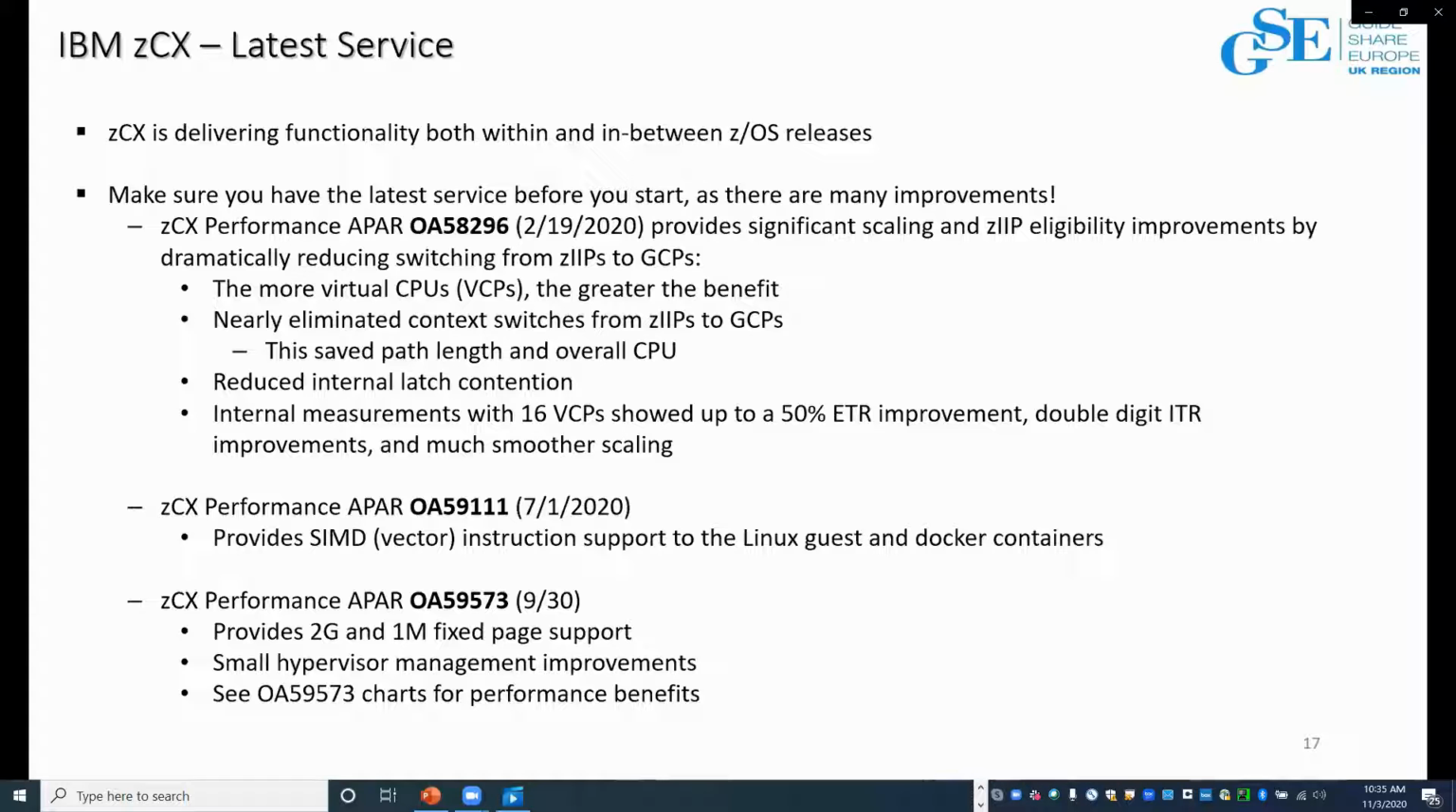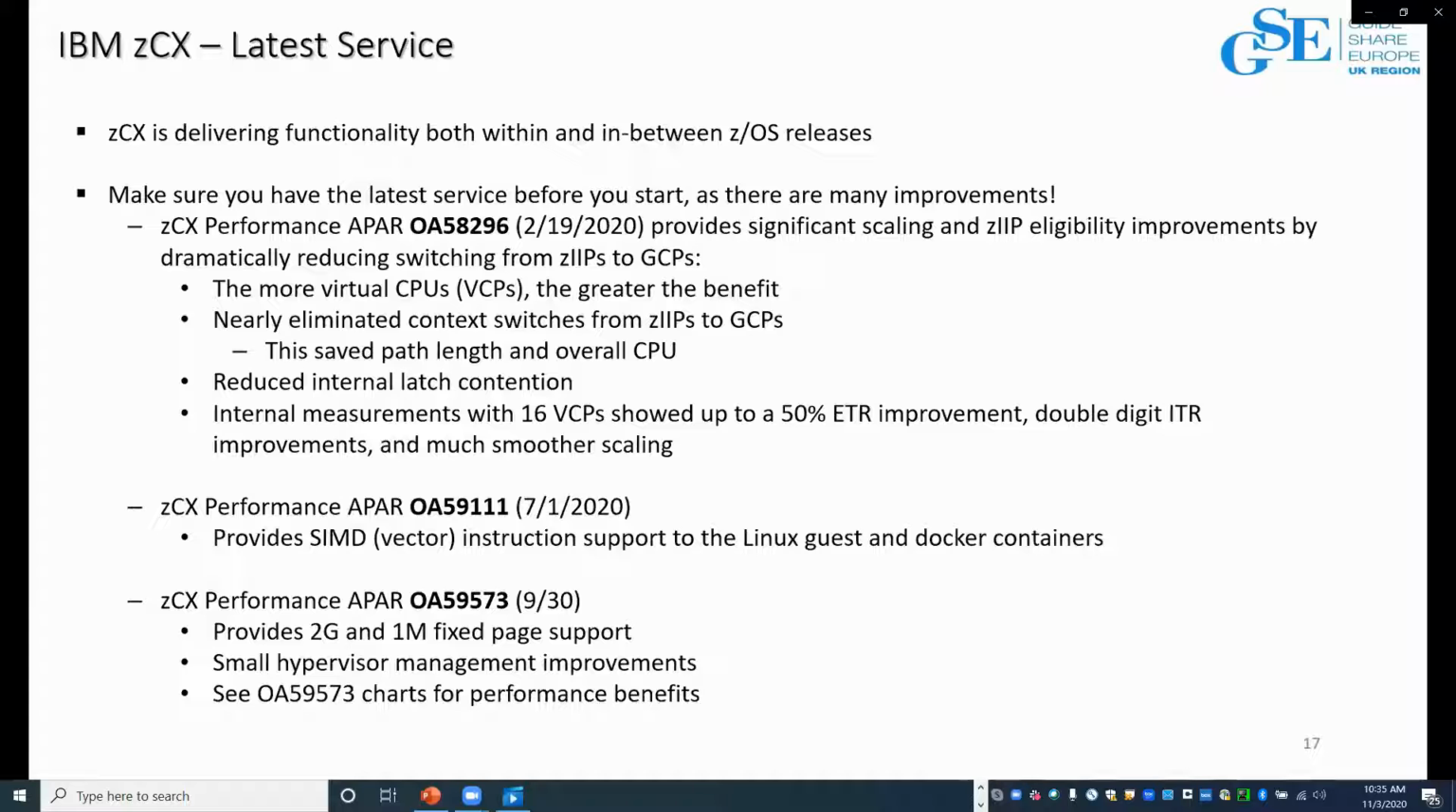have some of the APARs that I'm mentioning here, OA58296. It came out in February. If you don't have that on, I don't even want to talk to you, right? Okay. It's one of those you really have to have on. It has a lot of really good benefits. The more virtual CPUs you have, the better the performance you're going to get, and it's pretty dramatic. You can see, and here I have a 50% ETR improvement, double-digit ITR. So, got to have that on. It's been around for a while now.